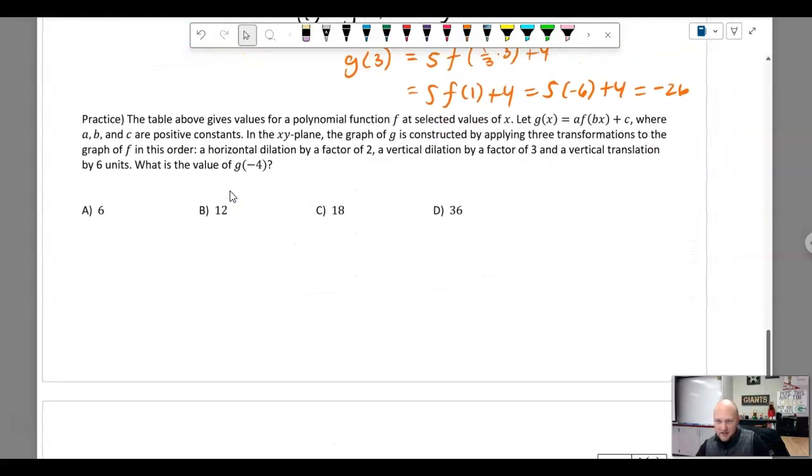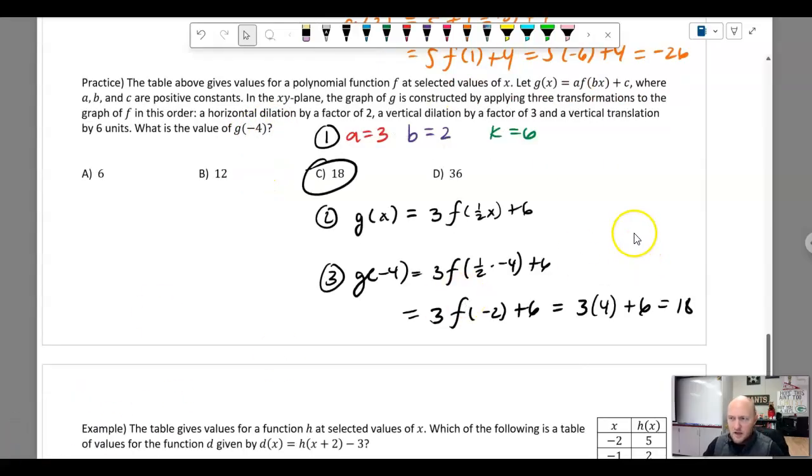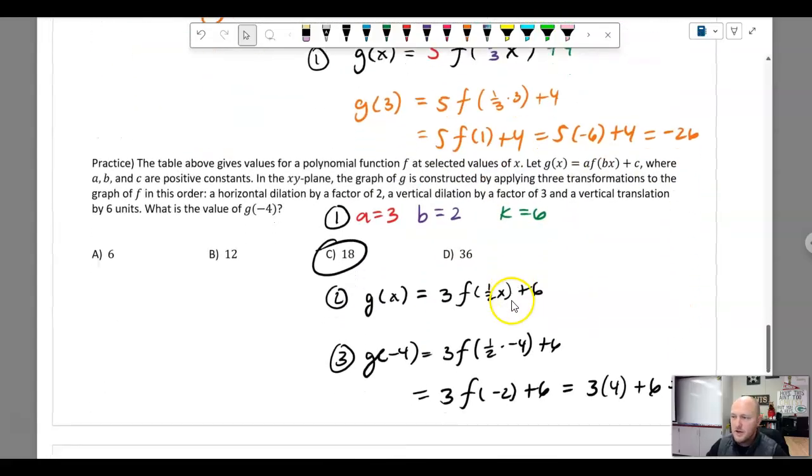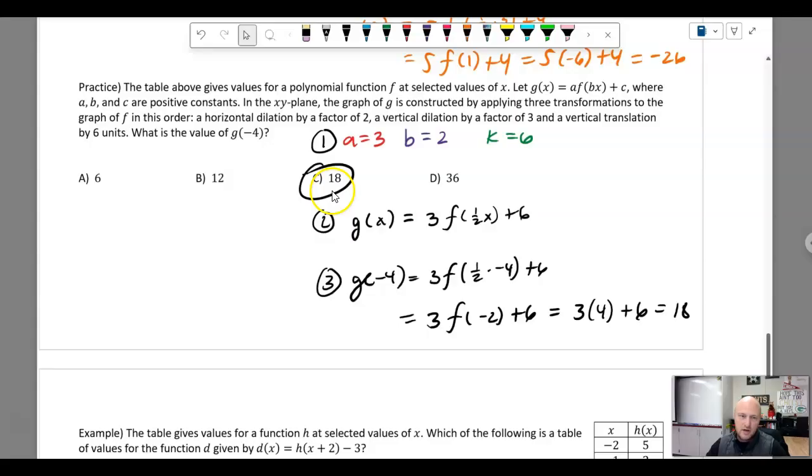All right, here's a practice problem. Please go ahead, pause the video, and find the value. What's g of -4? You're using the same table as above. Step 1, identify your parameters. Here they are. Step 2, make your function. So g of x equals 3 times f of 1/2 x plus 6. Step 3, evaluate. So I plug in -4. You do have to find the value f of -2 from the table, which gives you 4, right? Then you get 18 as your output.